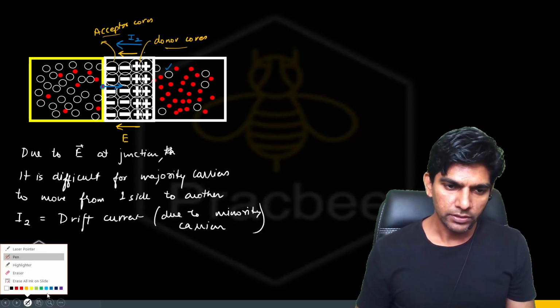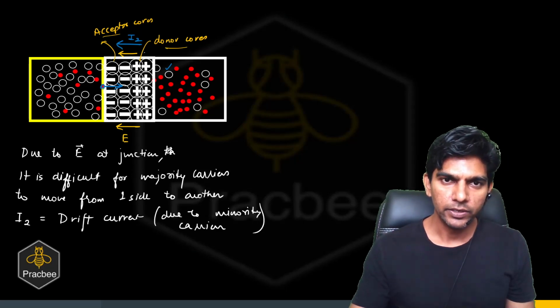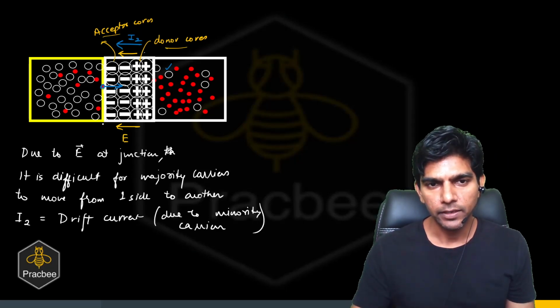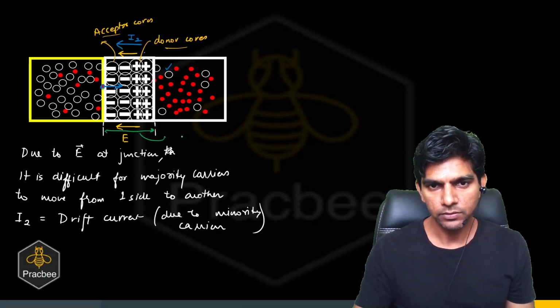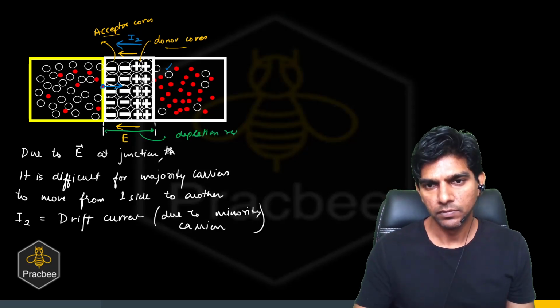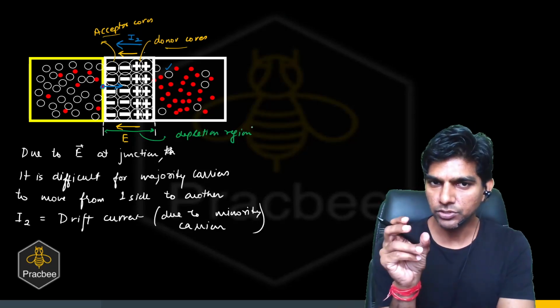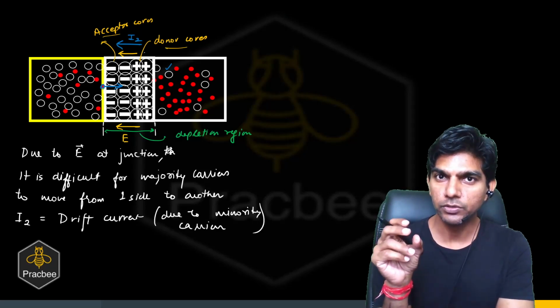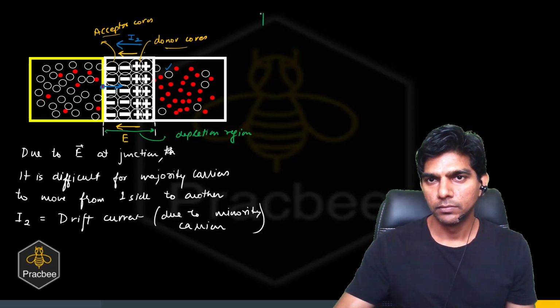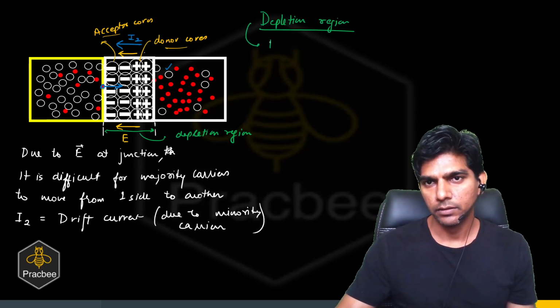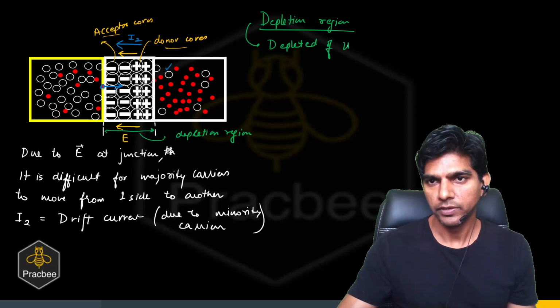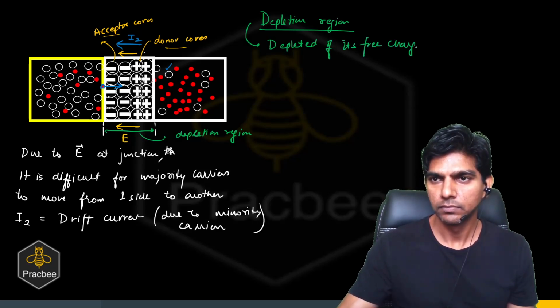And this region where I have shown the acceptor cores and the donor cores is known as the depletion region. Why is it called a depletion region? Because this region is being depleted of its free charge carriers because of the diffusion process. So depletion region: depleted of its free charge carriers due to diffusion process.